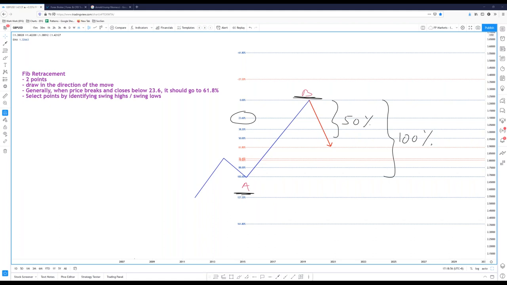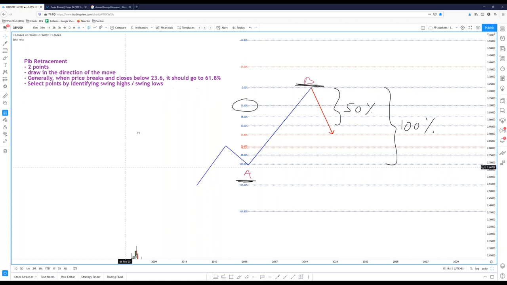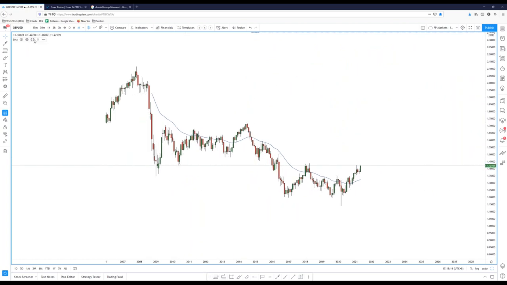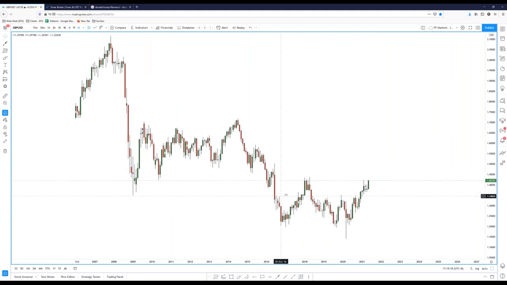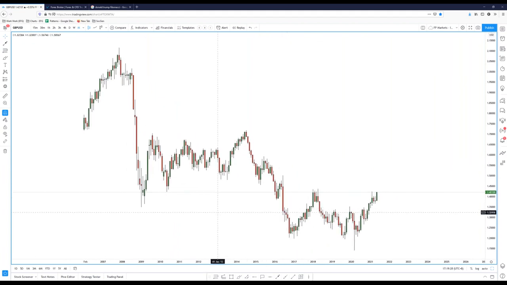All right, let's see what Jigar has to say. Okay, so Jigar is exactly having this issue, right? You're confused as to where to place the 0.1 and 0.2, even though you think you've identified the swing high and swing lows. So let's just look at the chart. Let me remove all indicators. The chart I have here is of pound dollar, the cable, and this is the monthly.